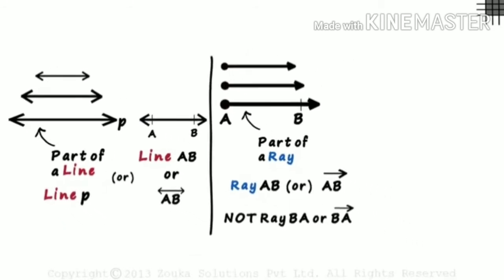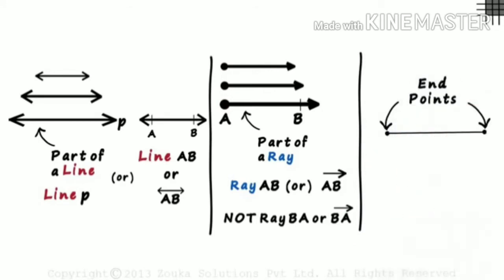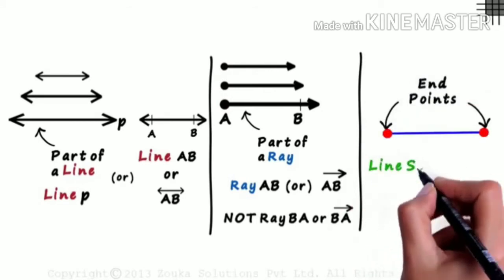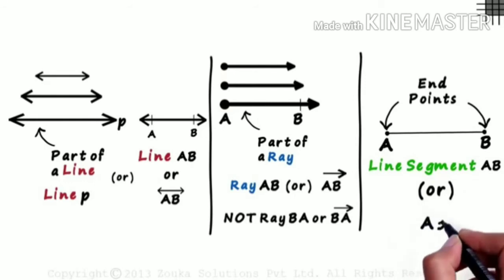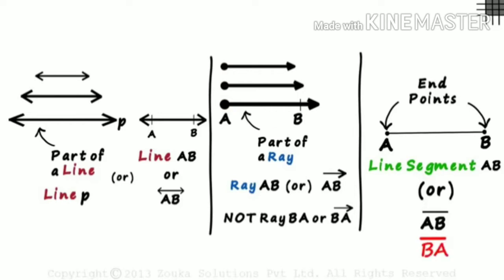Now, let's get to the final concept in this video. Look at what we have drawn here. We can see that it has two endpoints. This is called a line segment and it is a fixed part of a line. This is its specified length and it does not extend indefinitely in any direction. If the endpoints are A and B, this can be called line segment AB. Or it can also be written as AB with a line segment over it. And yes, we can also write this as BA with a line segment over it.